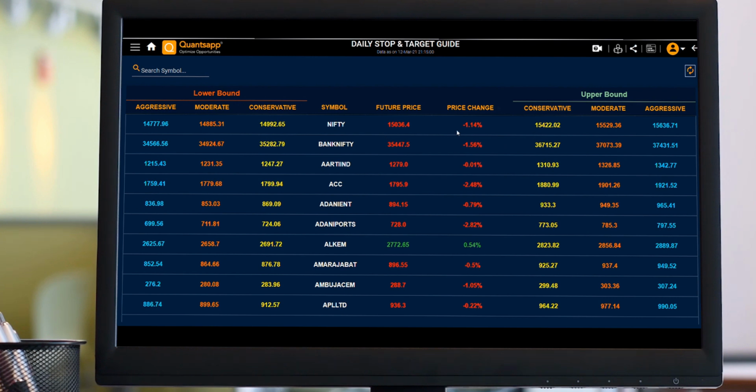So these are the three different levels which are calculated based upon the IVs and the derivative data, which might act as the targets and the stop losses for you for intraday purposes.